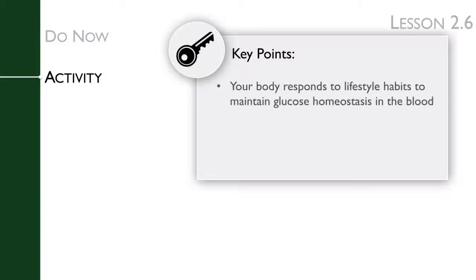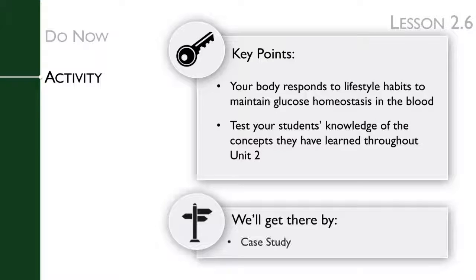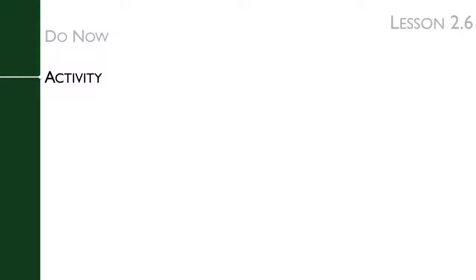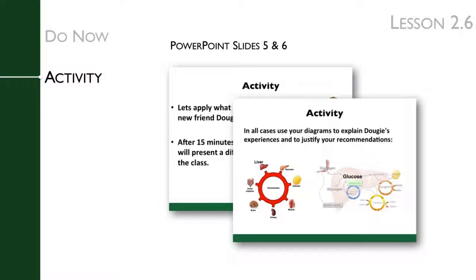The key points of this lesson's activity are that your body responds to lifestyle habits to maintain glucose homeostasis in the blood, and to test your students' knowledge of the concepts they have learned throughout Unit 2. You'll get there by using a case study. Students will follow a character named Dougie as he tries to gain muscle. Students are given 3 examples of the diet and exercise programs that Dougie decides to use and are asked to use 2 models that we have seen throughout the unit to explain how Dougie's body is responding.